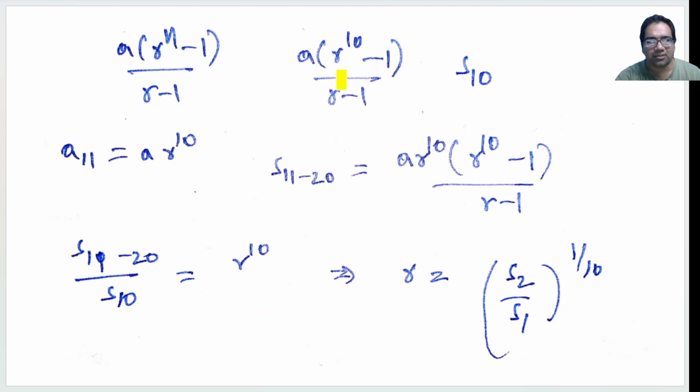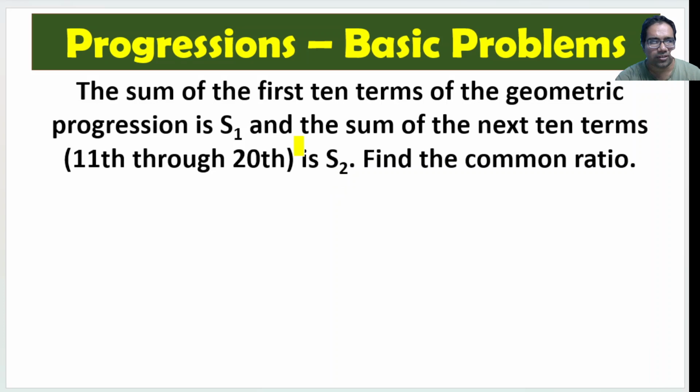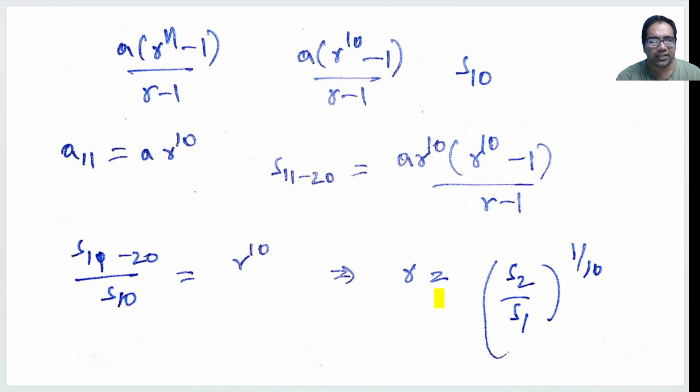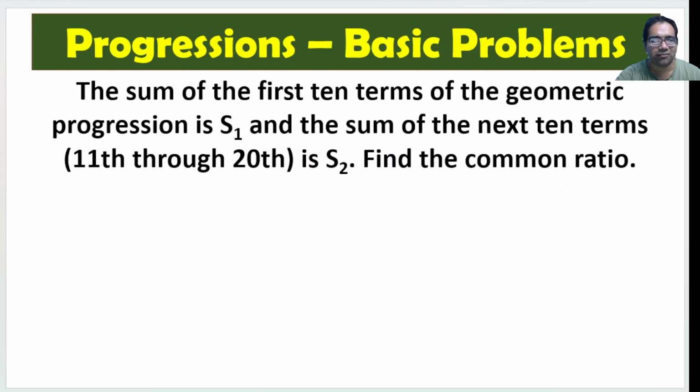In this by this, everything is common, right? A times R power 10 minus 1 by R minus 1 is common. We are getting this R power 10 extra. So R power 10 equals S of 11 to 20 by S of 1 to 10. Here we are given 11 to 20 is S2, and 1 to 10 is S1. So R power 10 is S2 by S1. And what is R? S2 by S1 whole power 1 by 10. That is the solution. Right. This is also a simple straightforward problem. Right. Yes.